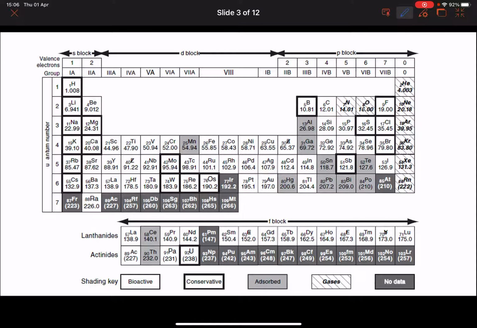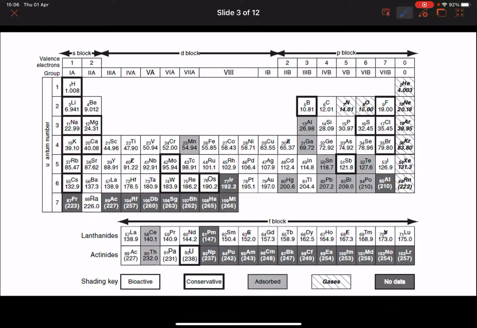So if we start by looking at the gases, they have this sort of striping to them. You can see the noble gases on the right-hand side. And then oxygen and nitrogen are also present as gases, as O2 and N2. And then the ones you're probably more familiar with, the bioactive ones, have the normal black border. The conservative elements have the darker border. And then the adsorbed ones are the gray shading.